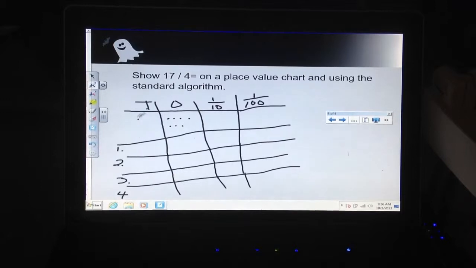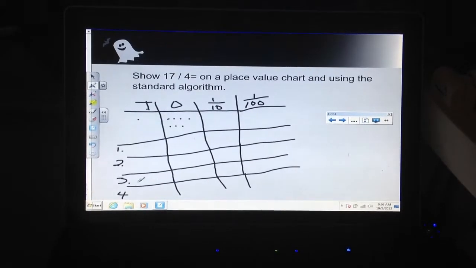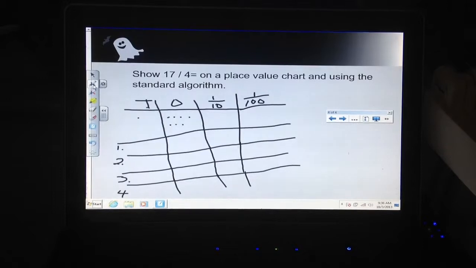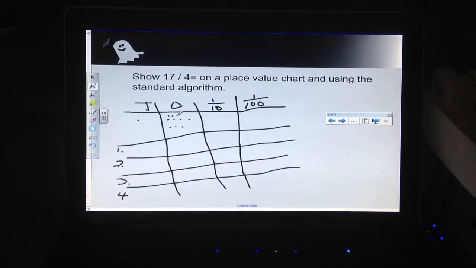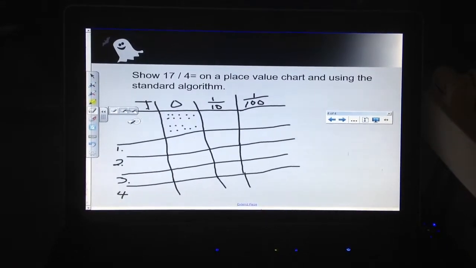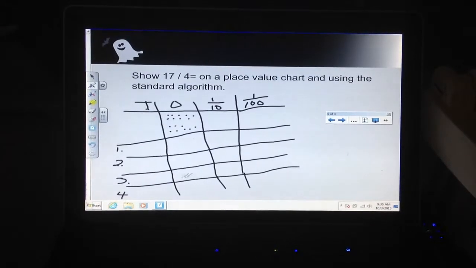So the problem exists, first of all, when I go to try to divide this 10 into 4 different spaces. I can't do that because there's only 1. So I'm going to move it over to the ones column as a 10. 1, 2, 3, 4, 5, 6, 7, 8, 9, 10. And I can erase it from here because I moved it. So now I have 17 in this column.